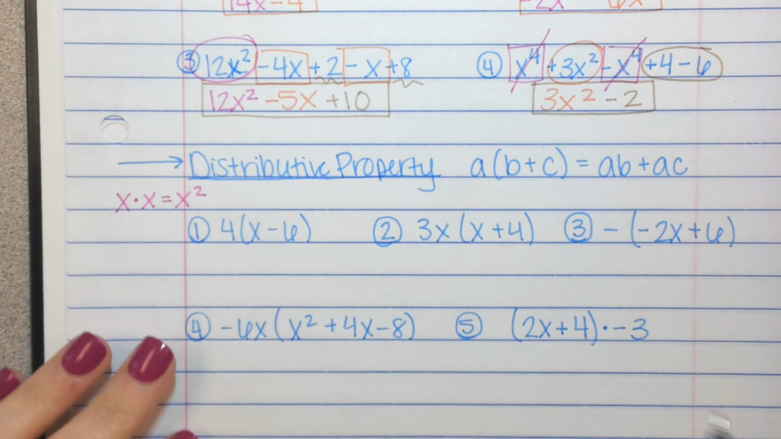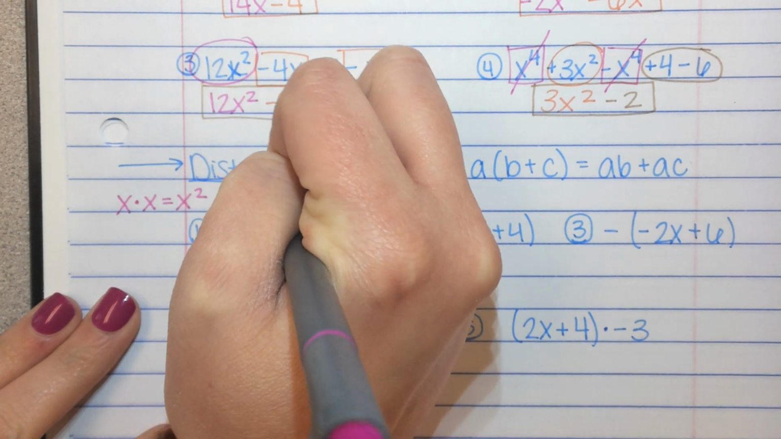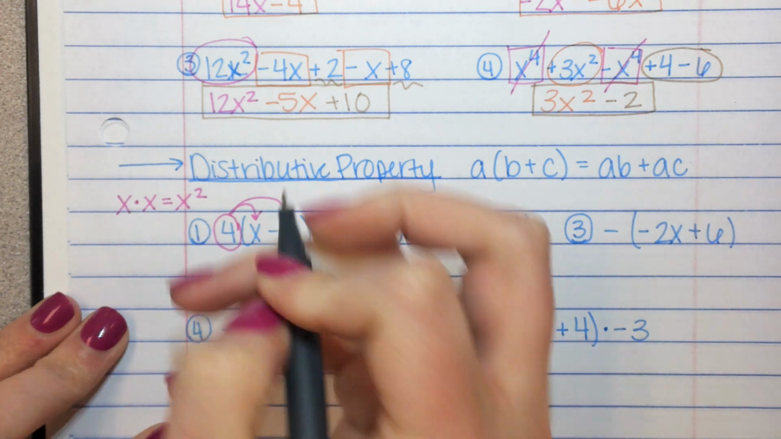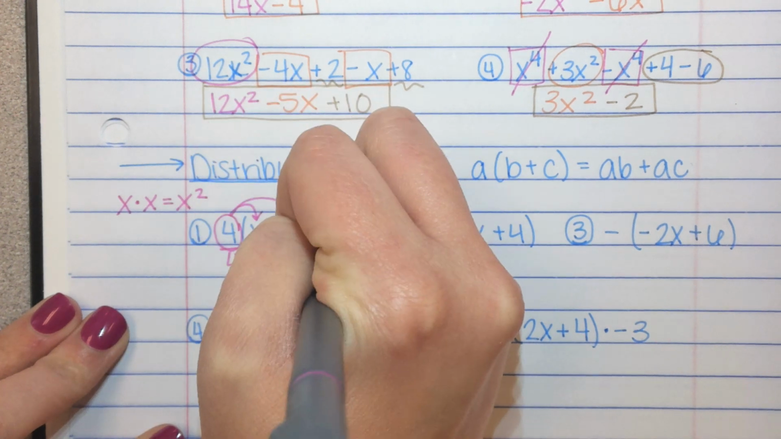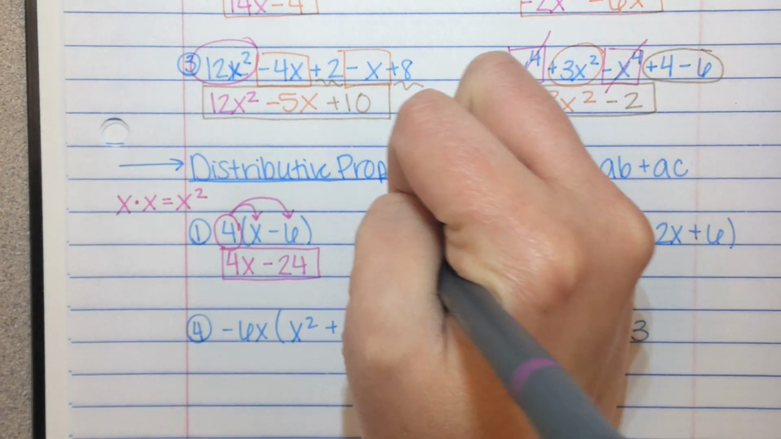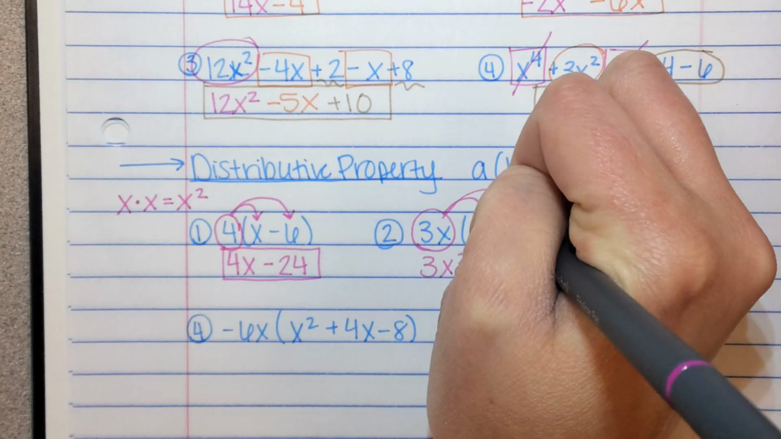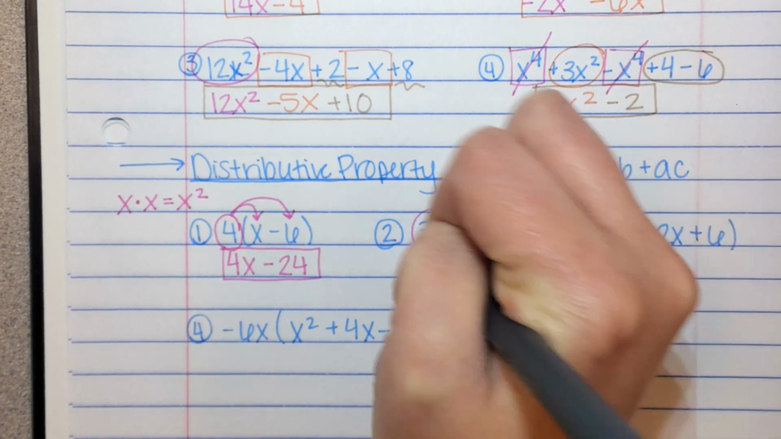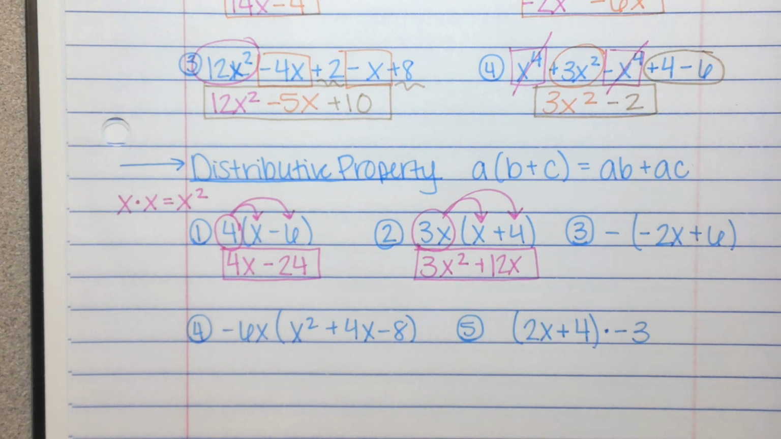Okay, so I'll do a couple problems with you and then I will let you have some time to try some on your own. So for the distributive property, we're going to take this outside quantity, multiply it by everything on the inside. So 4 times x is 4x. 4 times negative 6 is negative 24. Okay, 3x times the quantity x plus 4. 3x times x is 3x squared. 3x times 4 is 12x. Again, we cannot combine these because one's an x squared and one's an x. So what I want you to do, take just a second, try examples 3, 4, and 5 on your own, and then come back and check them with me.